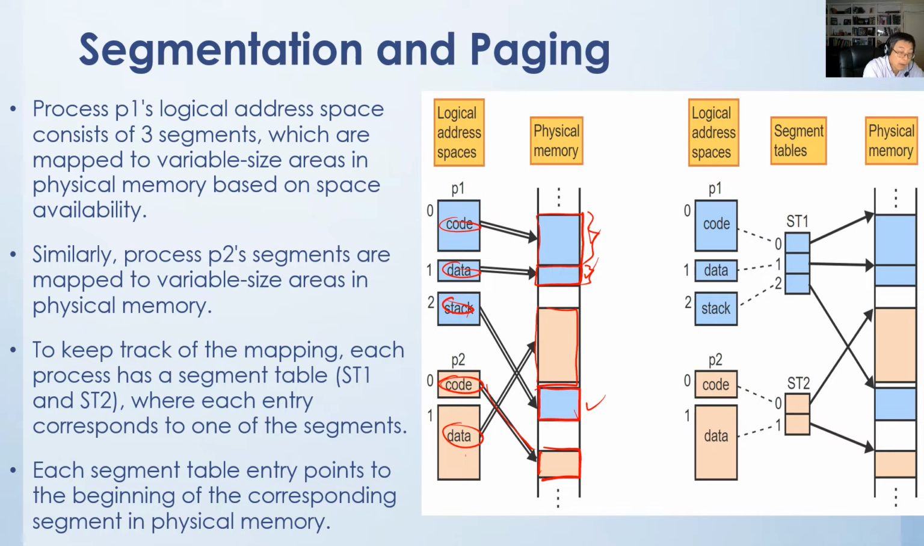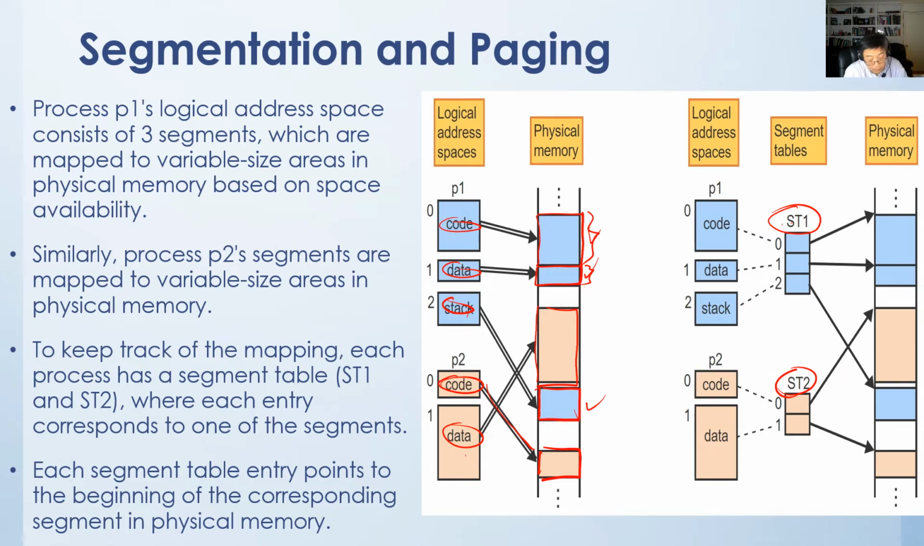Okay, now if the operating system uses segmentation, then how does the operating system manage the programs and the memory? So instead of using the page table, I use the segment table. So that's segment table 1, that's segment table 2. Now what do I need to have to manage this segment table?